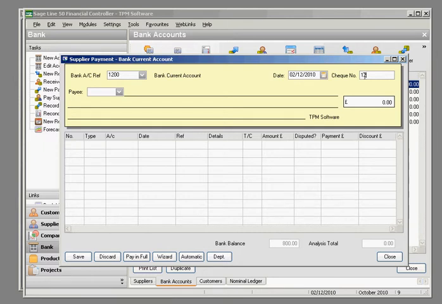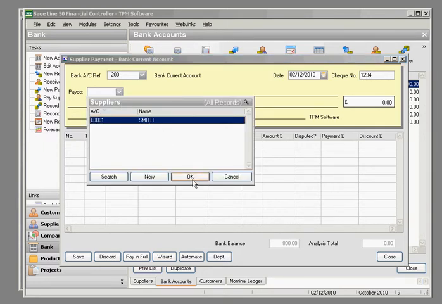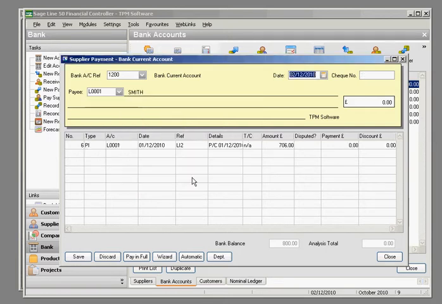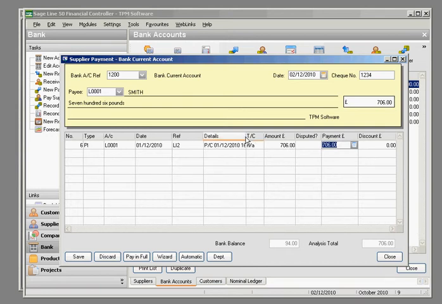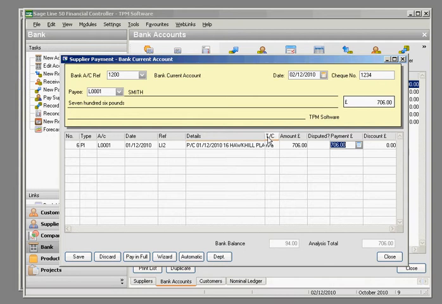So cheque number 1234. Payee is okay, outstanding, Mr. Smith, 1234. And if we pay in full, we've now paid him his 706, which is the periodic charge details. As you can see, all in there nicely for Hawkhill Place.